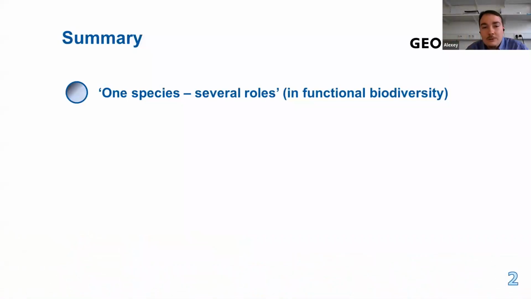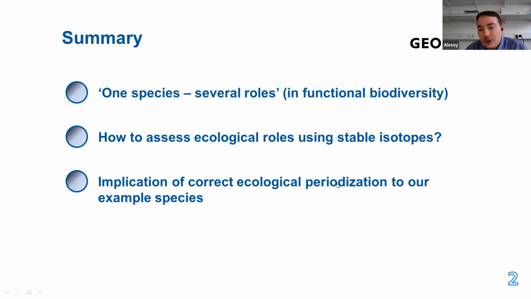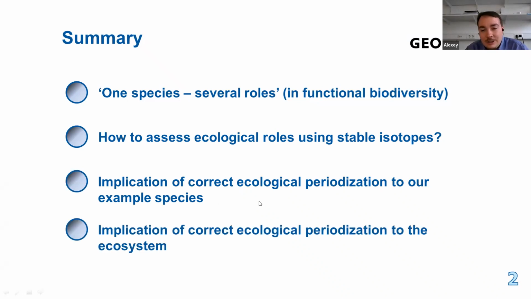At first, the concept of functional biodiversity, as one species often can have several roles, and what can we do about that in terms of modeling and ecological reconstructions? How do we access ecological roles, specifically using stable isotopes? Which implications can this correct ecological periodization have for our example species, and which implications can correct ecological periodization have for the whole ecosystem? So let's start.